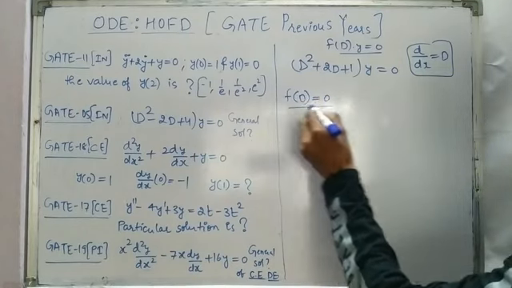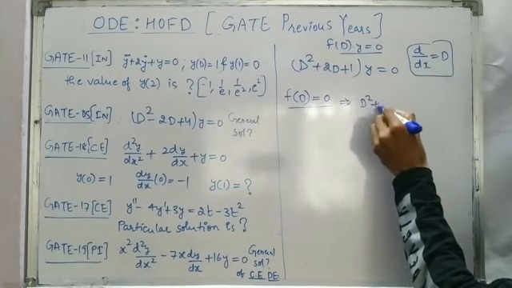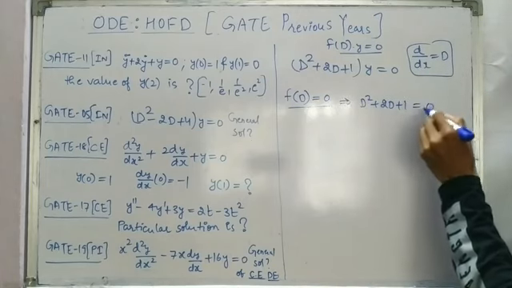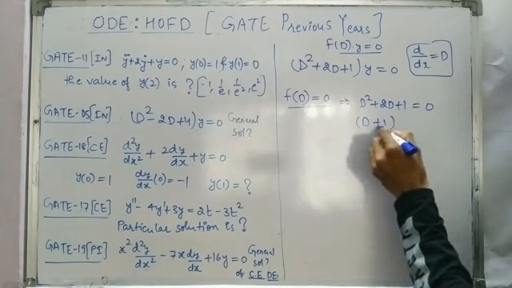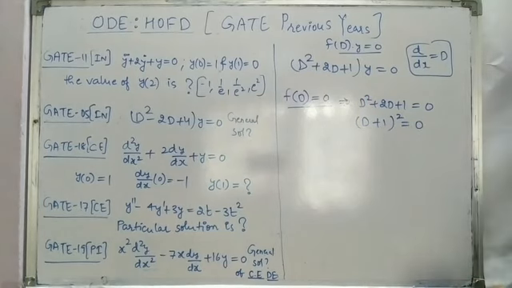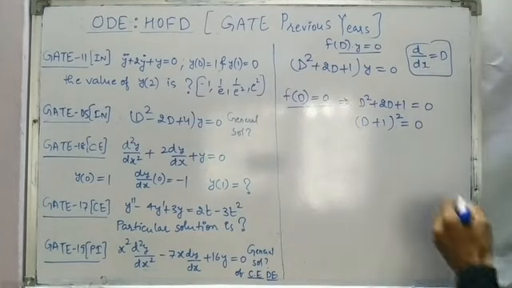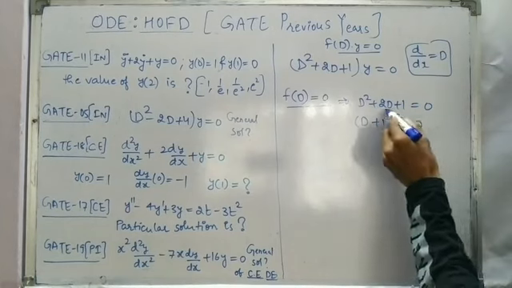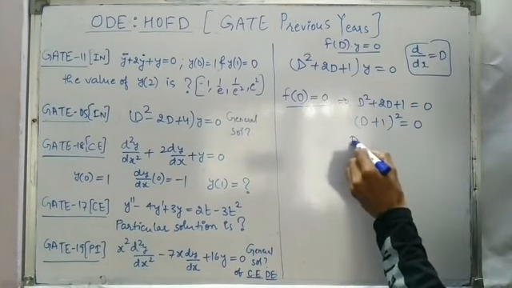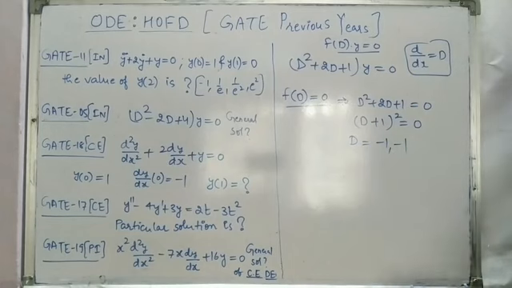So we have the auxiliary equation as f of D is equal to 0. So this is nothing but D square plus 2D plus 1 is equal to 0. And if we try to get the roots of it, we are going to get something like D plus 1 whole square is equal to 0, because a plus b whole square is nothing but a square plus b square plus 2ab. So we have roots as D is equal to minus 1 and minus 1.